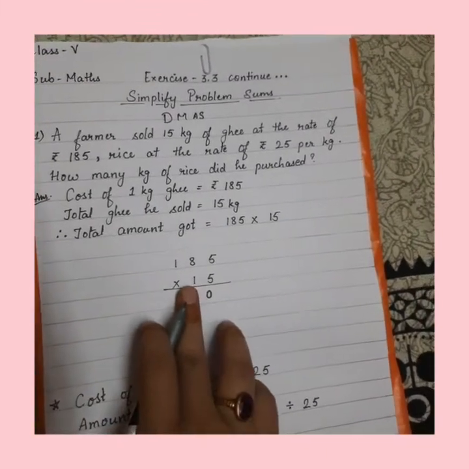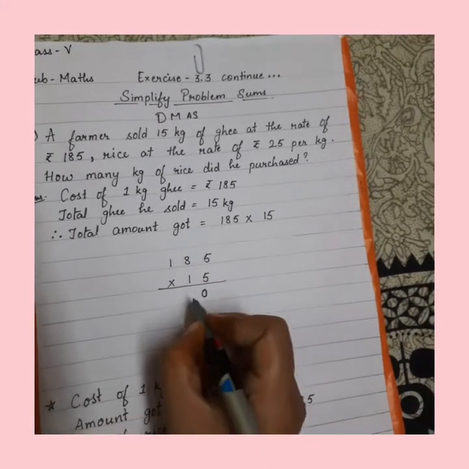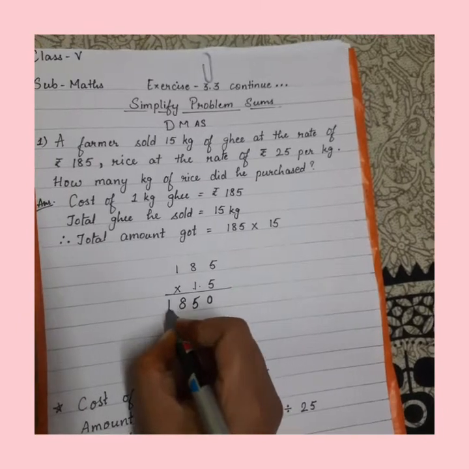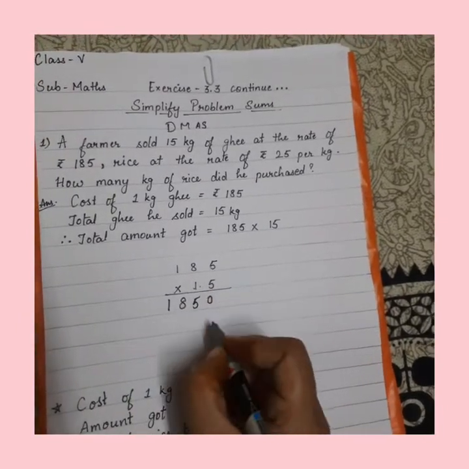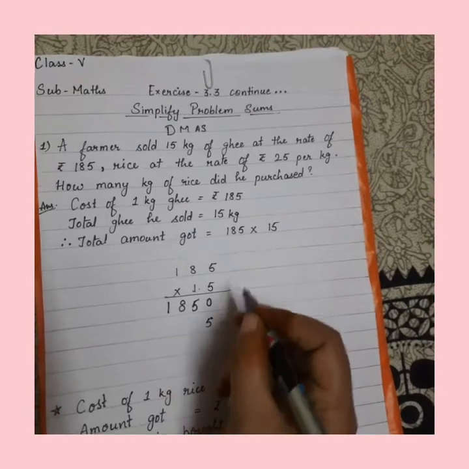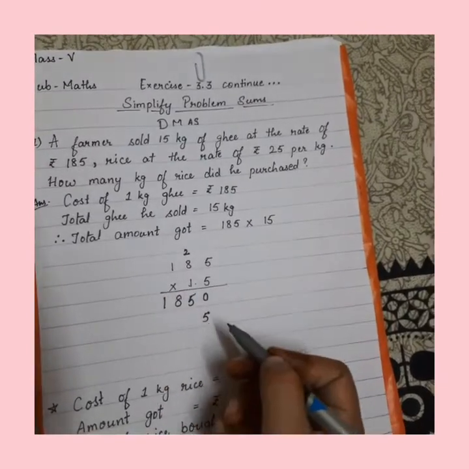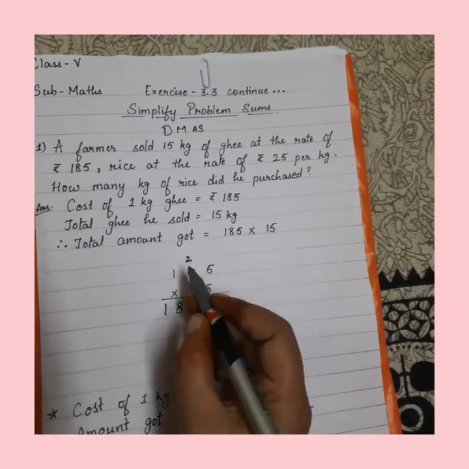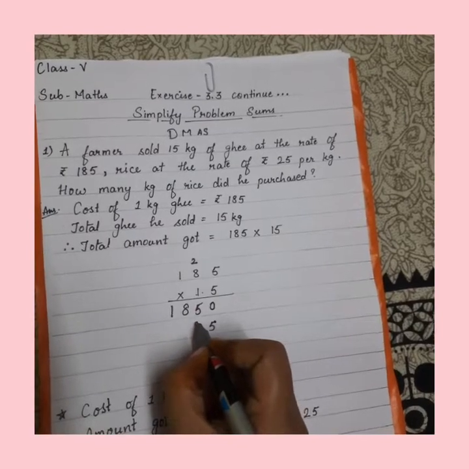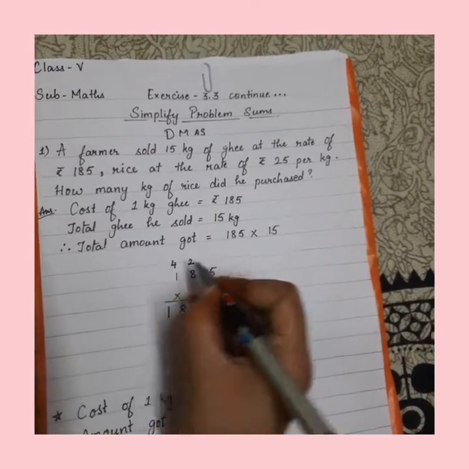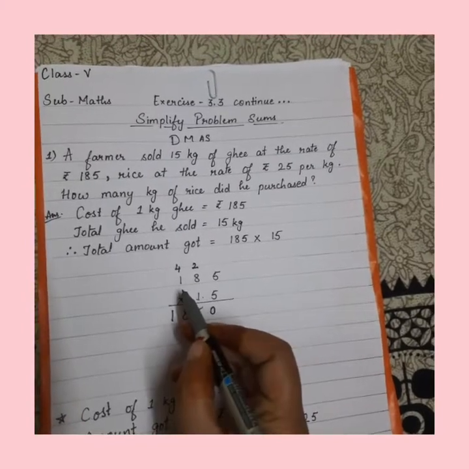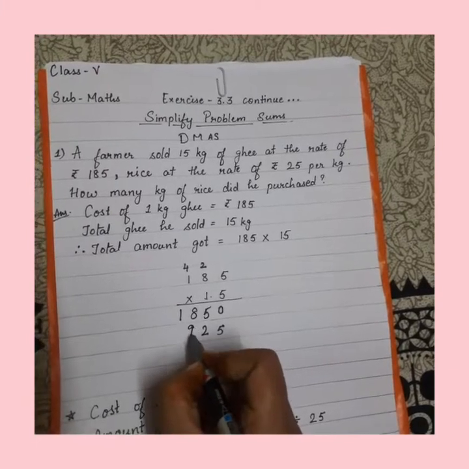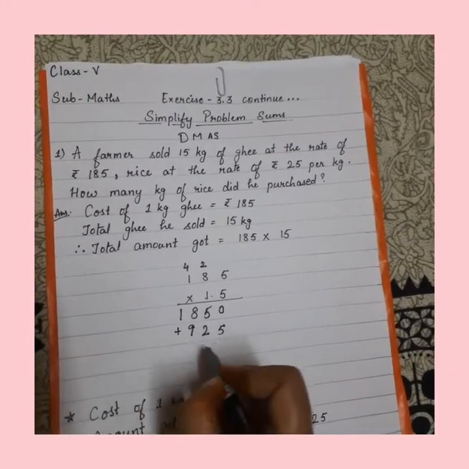Then we have to start from the right hand side. 1 5s are 5, 1 8s are 8, 1 1s are 1. Then 5 5s are 25. So I will write here 5 and 2 will be carried upon. Then 5 8s is 40 plus 2, 42. So for that I will write here 2 and 4 will be again carried upon. Then 5 ones are 5 plus 4, 9. Don't forget to write the numbers one below the other.